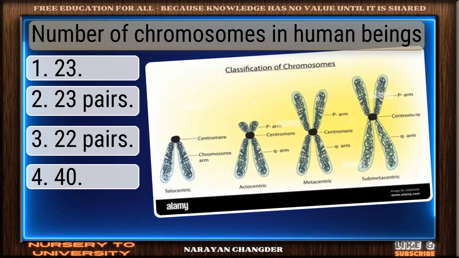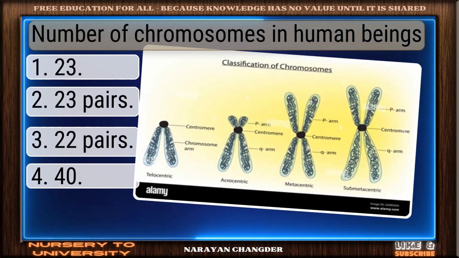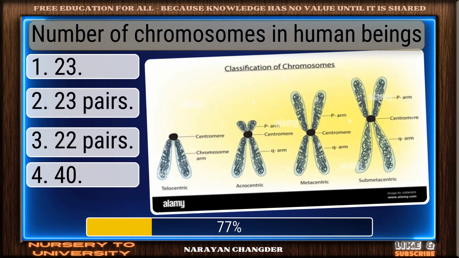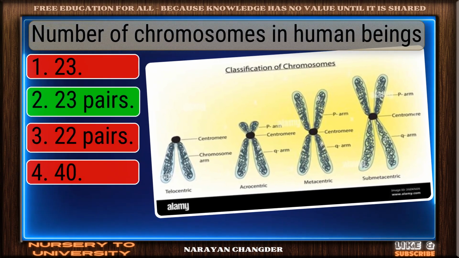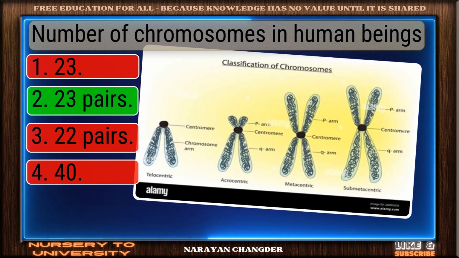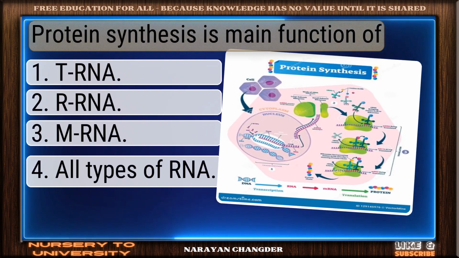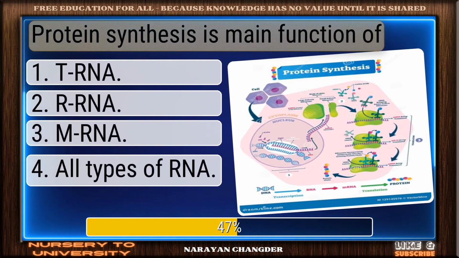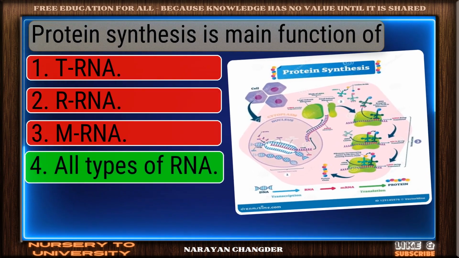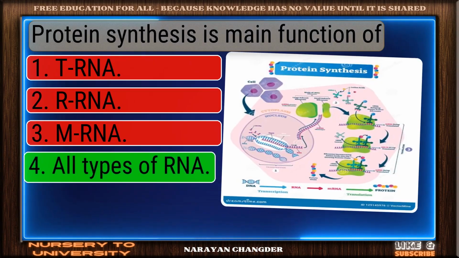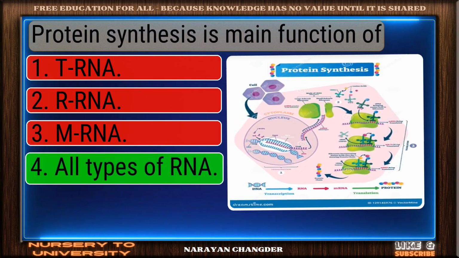Question number 35. Number of chromosomes in human beings. Nicely done. 23 pairs is a solid answer. Question number 36. Protein synthesis is the main function of. Good thinking. All types of RNA is the right answer.